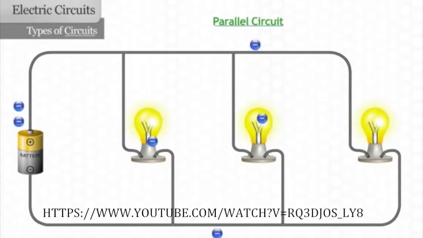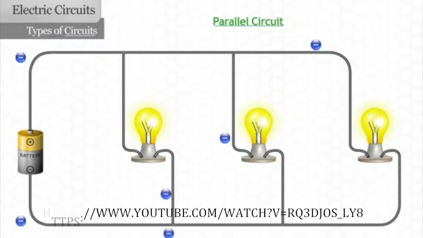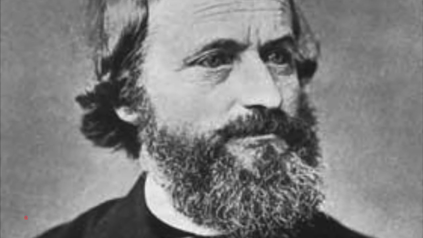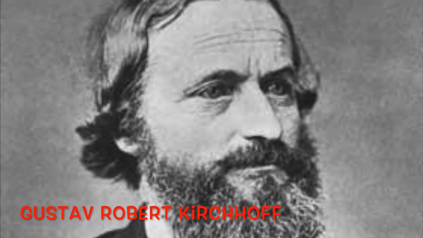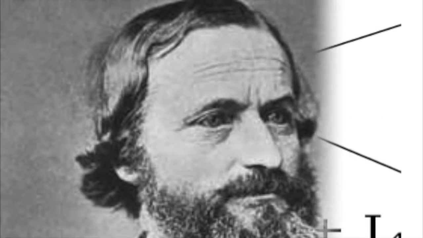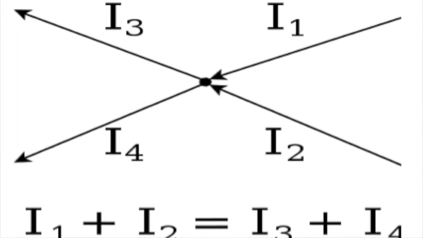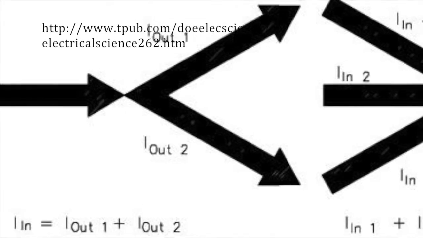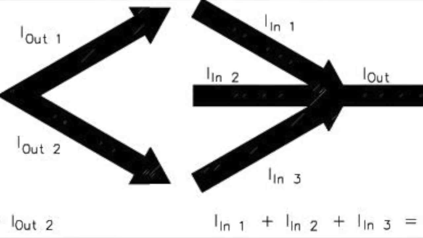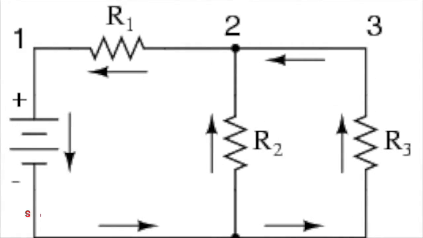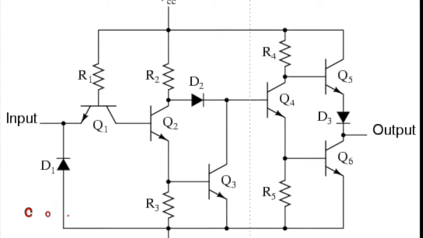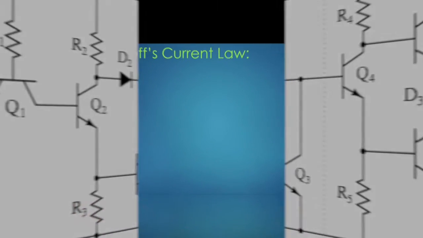Kirchhoff's current law, commonly referred to as KCL, is a fundamental law in electronics established by German physicist Gustav Robert Kirchhoff. KCL is one of the foremost central laws, significantly aiding in comprehensive understanding of electronic circuits. It assists and enables easy circuit analysis for both simplistic and complex circuits.